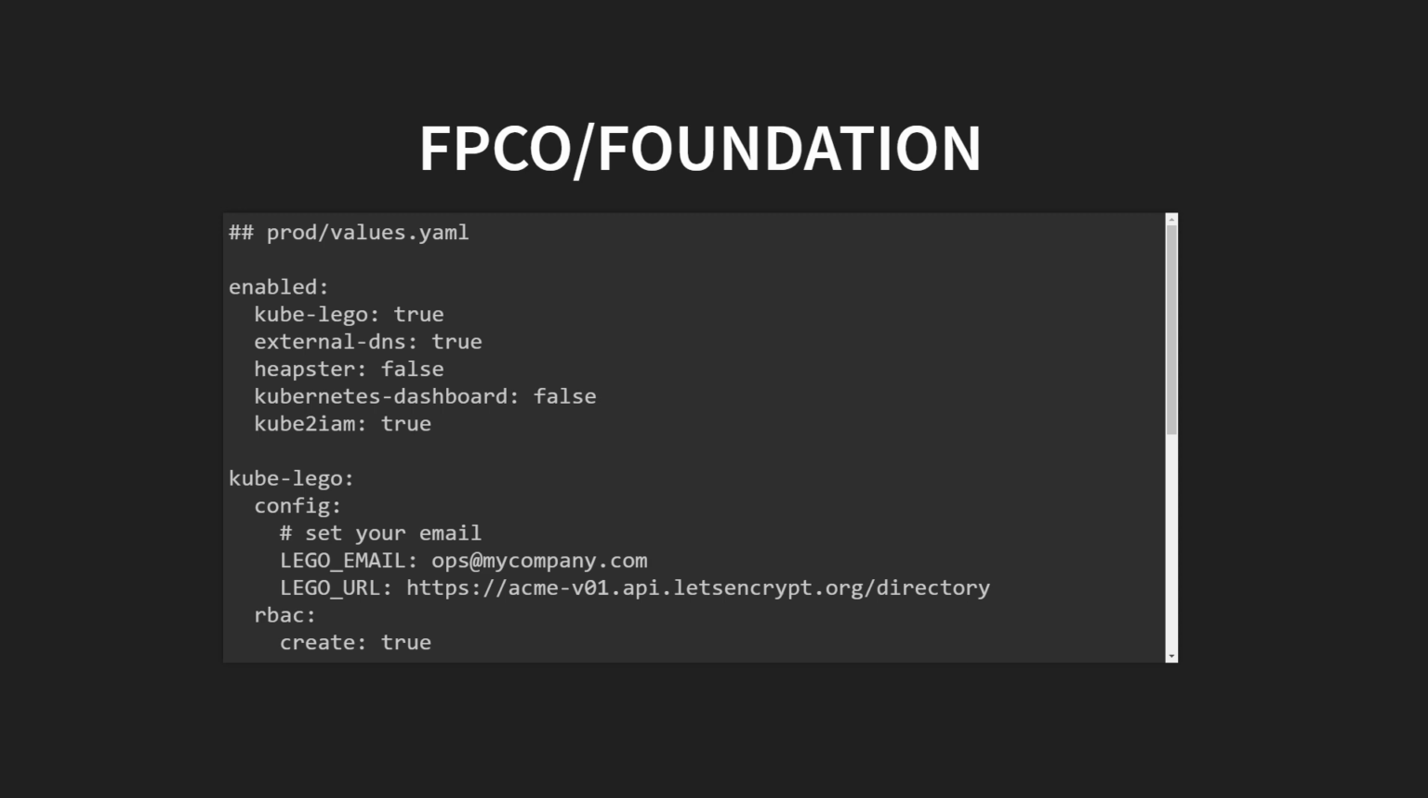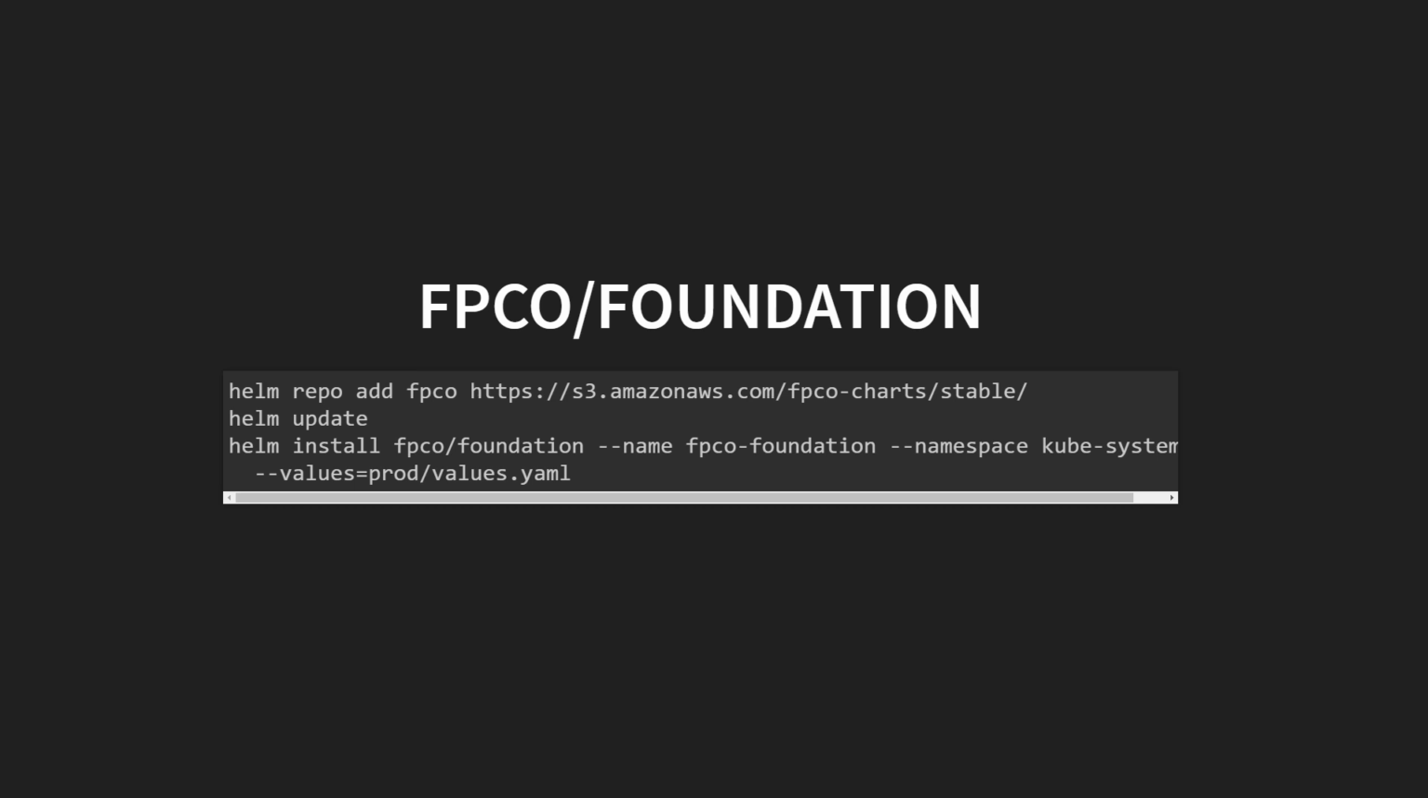So once we created this values file, we can go ahead and add the FPCO repo to our local Helm installation. Go ahead and update that so it has all the information. And we can just invoke helm install, the name of the chart that we're deploying, and we're going to specify the values file that we just created in the previous slide. So this allows us to create a cluster with all of these basic components that are hopefully going to increase the productivity of our team and the effectiveness.